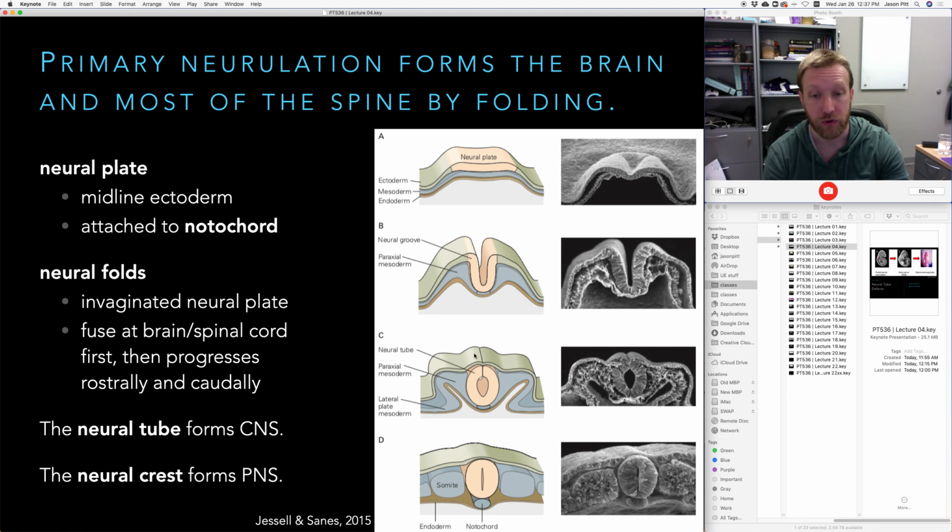As development progresses, the two neural folds there are going to touch together. The yellow is going to fuse. That's the future nervous system. The green here is the rest of the ectoderm that forms the epidermis. That fuses green to green, yellow to yellow. And in the end, what we're left with is a tube covered by a sheet of skin.